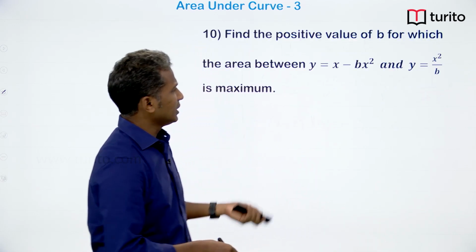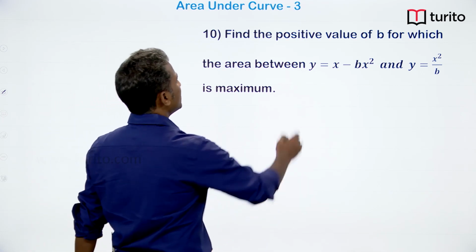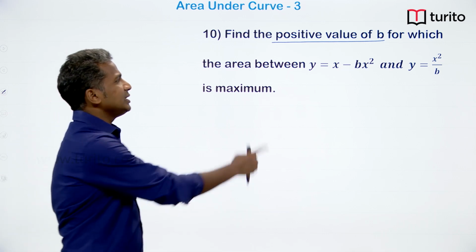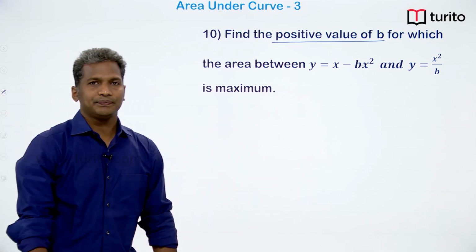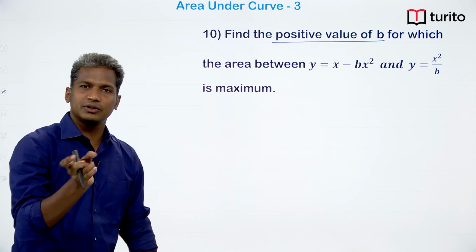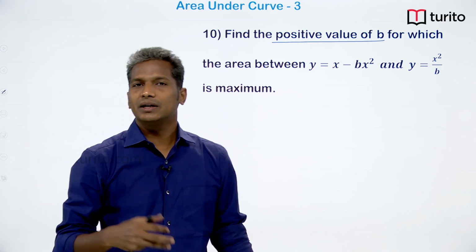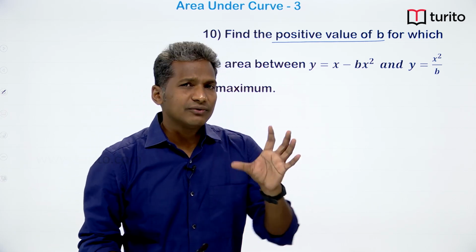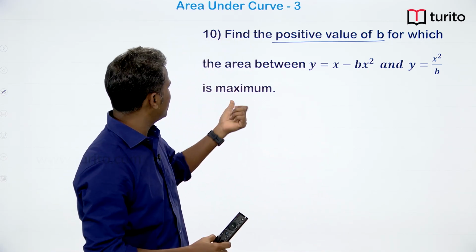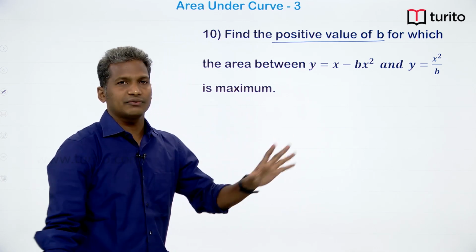Okay. Now we will go to the next question. The next question is, find the positive value of b for which the area between these two curves is maximum. So how do we do that? Again, we draw the graph first and then we observe the area. Based on our observation, we go for the formula of area using the integration. Once we get an expression for the area, then we try to maximize it, right? We have to maximize it. So how do we do it? Let's start with the graph first.